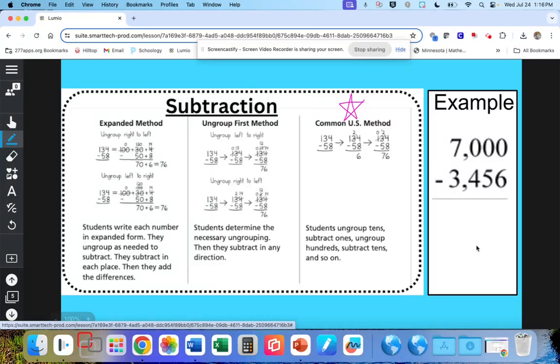Let's give our example a try. Feel free to pause the video, try on your own, and resume when you're ready to check.